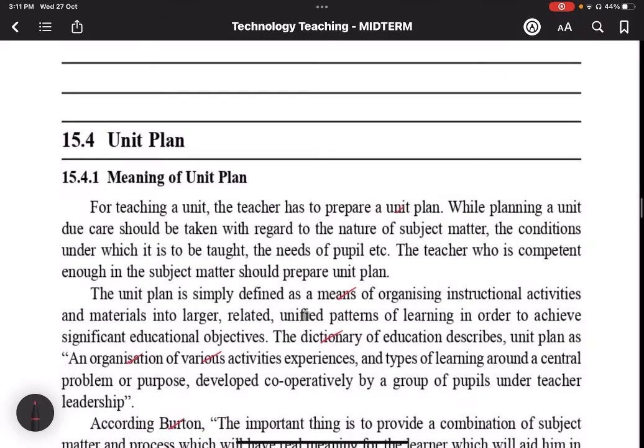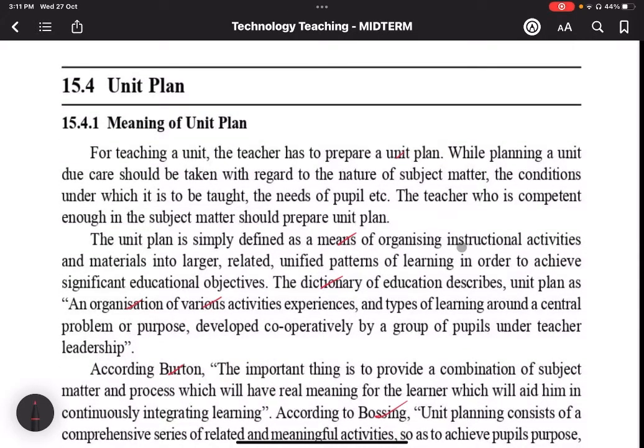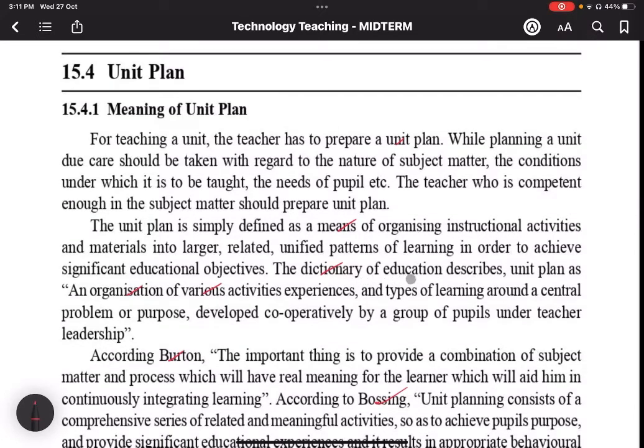Unit plan is simply defined as means, ibig sabihin, way, means of organizing instructional activities. According to the Dictionary of Education, describes unit plan as an organization of various activities, experiences, and types of learning around the central problem or purpose or sabi natin kanina, objectives. So, ino-organize natin by doing a unit plan.